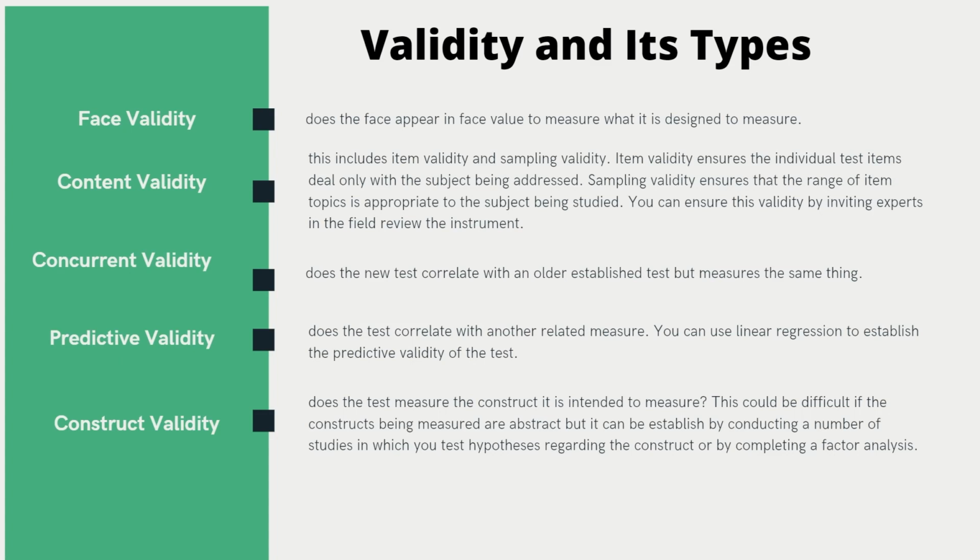Another thing is sampling validity. It ensures that the range of item topics which is appropriate to the subject being studied is covered. You can ensure this validity by inviting experts in the field to review the instrument. So item validity is different from sampling validity in the sense that item validity focuses on whether the questions really capture what you want to capture, right? But under sampling validity, the question this time is, were you able to cover everything that you need to cover under the thing that you want to measure?